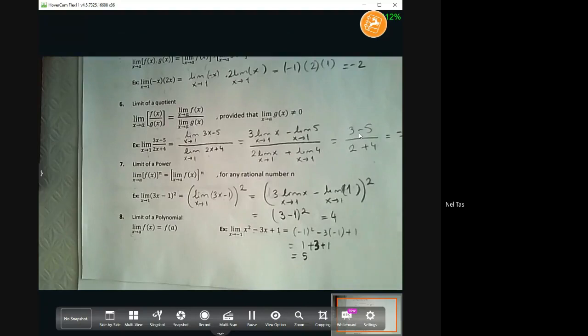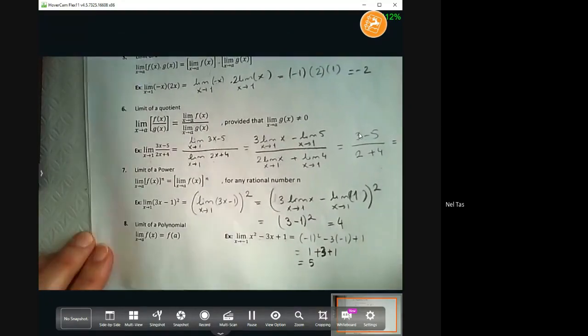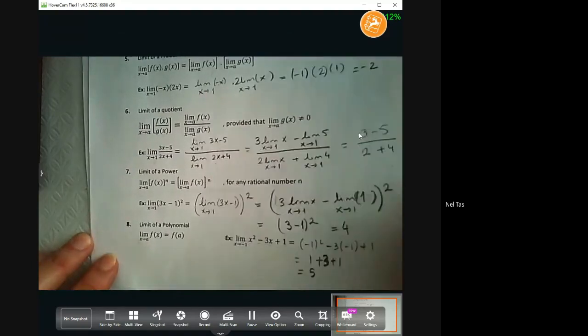Identity function y equals x. It means x is the same as y.